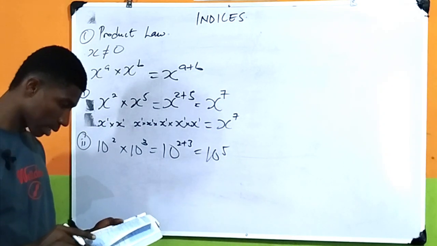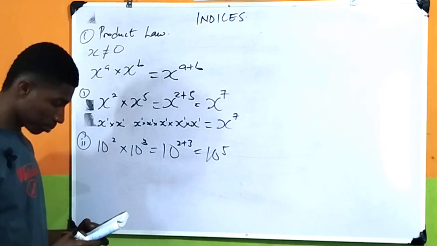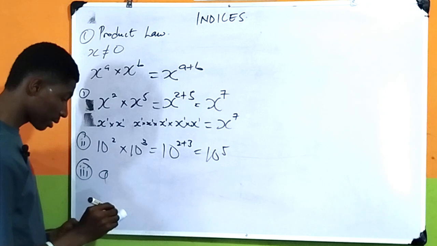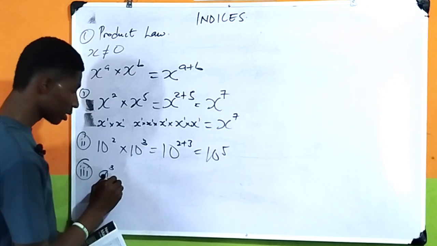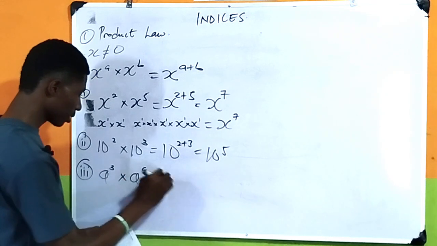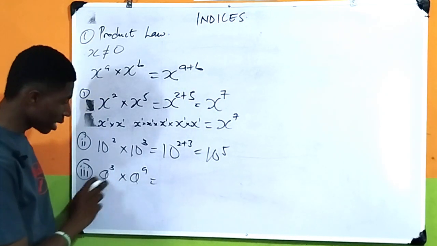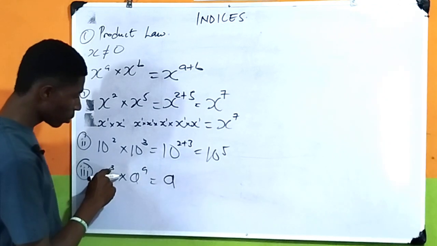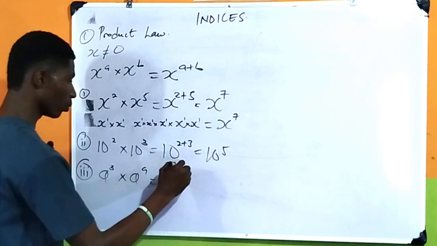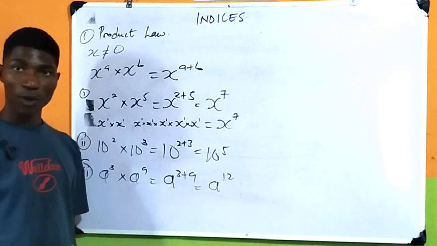Let's take more examples. Example II. A power 3 times a power 9. Are the bases the same? Yes. The base here is what? A and A. So A. So since the bases are the same, we can now sum up the exponents. So 3 plus 9, which is equal to a power 12. I hope this is very clear.